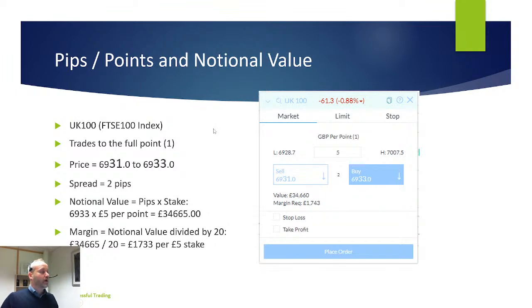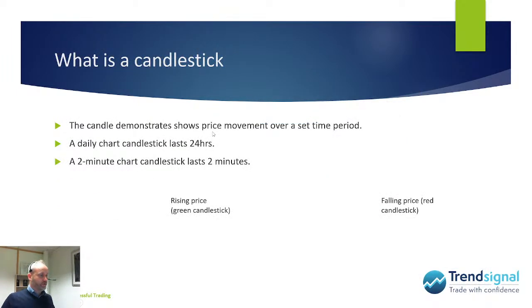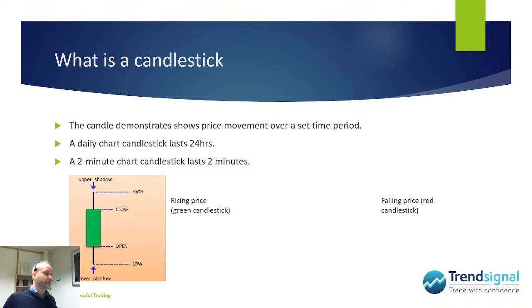Okie dokie. Let's move on. We're going to do more examples here. A couple of things I want to cover off on. So now we've got a little bit about deal tickets. There's a few other things we're going to go through. Candlesticks. Some people don't know what a candlestick is. Again, I think this is a bit of a basic if you're going to be looking at charts.